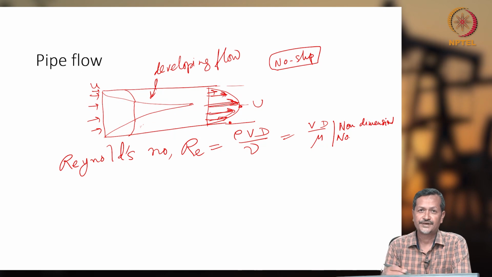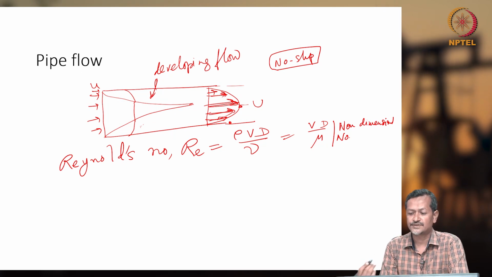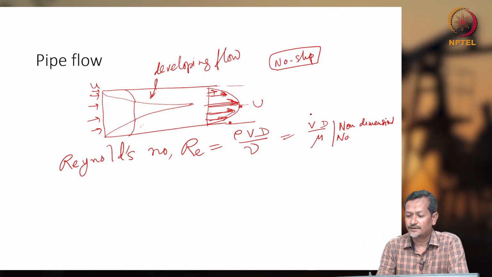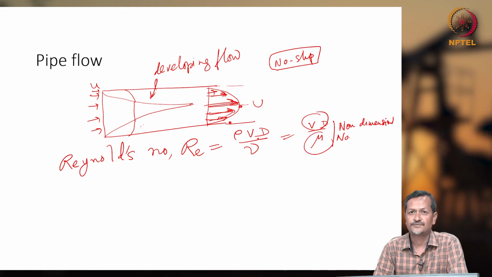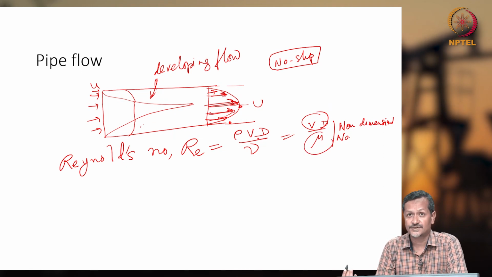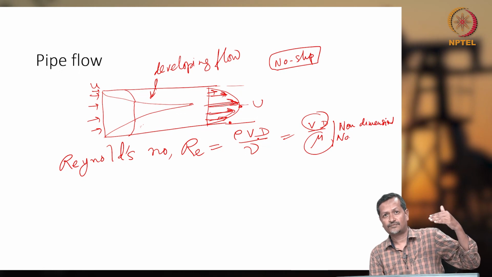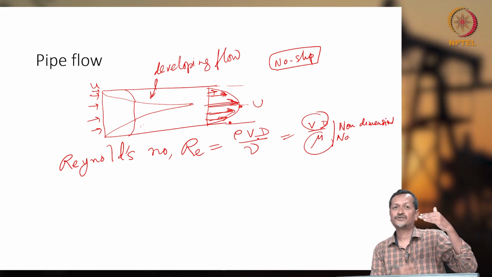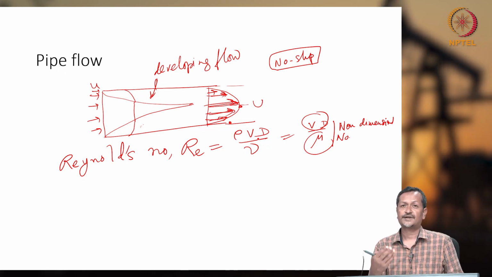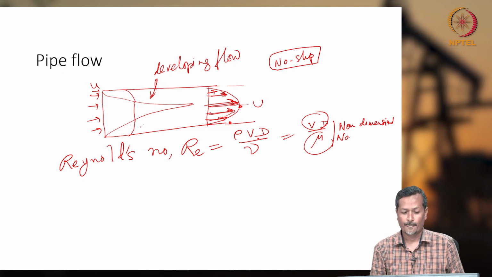Now Reynolds number is inertia force by viscous force. The top term is inertia, and the viscosity term is there, so it's called viscous. So how much the fluid is trying to move, but because of viscosity it is getting reduced, that ratio is the Reynolds number.